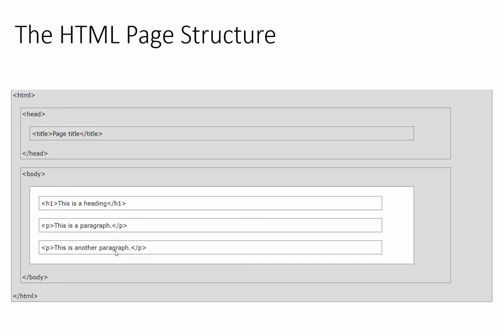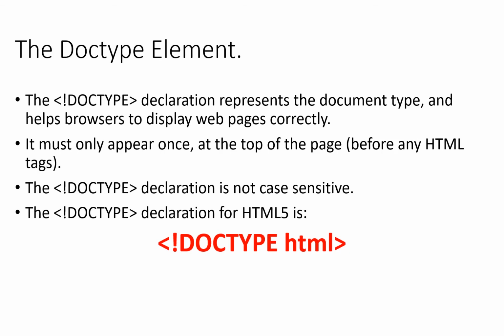An HTML page is made up of a series of elements that are put together to be interpreted by the browser to display whatever is intended to be displayed. So we want to explain the meaning of all what we saw. So this doctype declaration represents the document type and helps the browser to display web pages correctly.